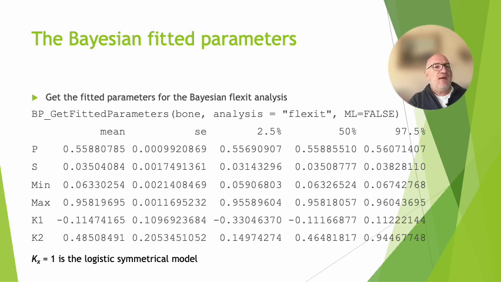K1 and K2 are more difficult to interpret because the logistic symmetrical model is observed for K equal 1. So when you look at the K1, the quantiles are negative for the lower and median quantiles and positive for the higher quantile, but still less than 1. So the K1 is really different from a logistic model. The K2, you see, is always positive, but it goes just at the limit of 1. So it is also different from a logistic model, but not so different.